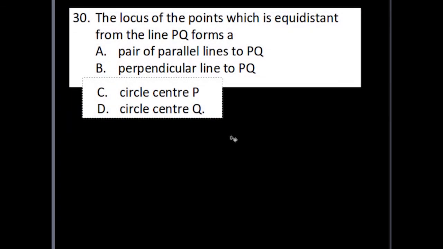Okay, question 30. The locus of point which is equidistant from the line PQ forms a pair of parallel lines to PQ, perpendicular lines to PQ, circle center of P, circle center of Q. So we are not dealing with circle here, so C and D are off. So locus of point of equal distance of line PQ divides line PQ, so it's perpendicular to line PQ, which makes option B the correct one. So let's move on.